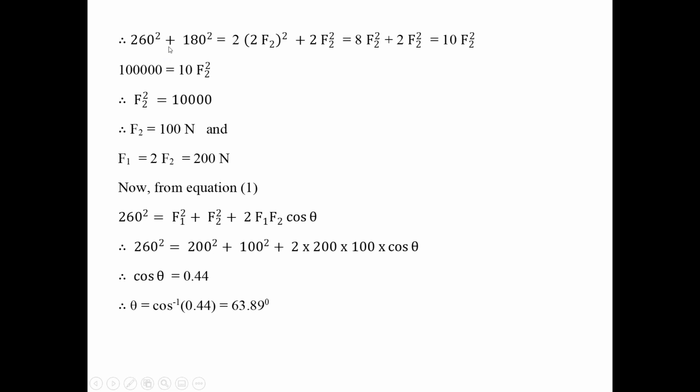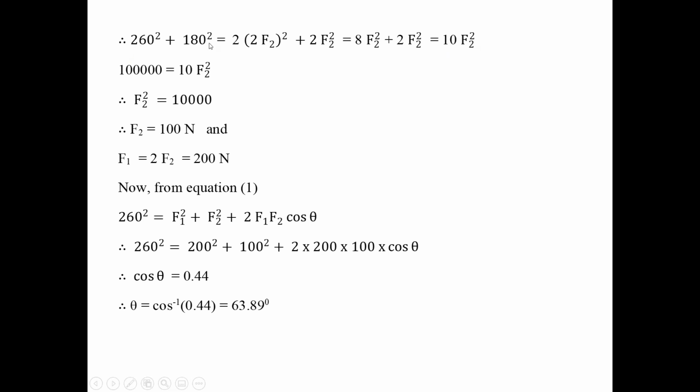Simplify the right hand side. 260 square plus 180 square is equal to 2 into (2F2) whole square plus 2F2 square. (2F2) whole square is 4F2 square, into 2 is 8F2 square, plus 2F2 square becomes 10F2 square. So this is the equation: 260 square plus 180 square is equal to 10F2 square.